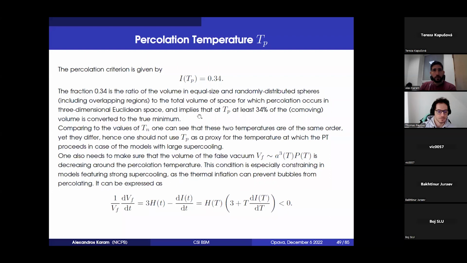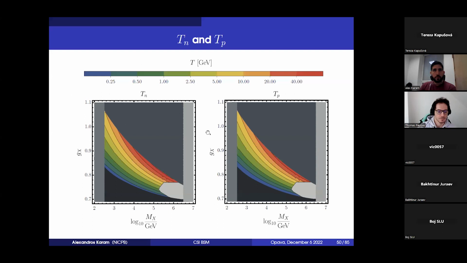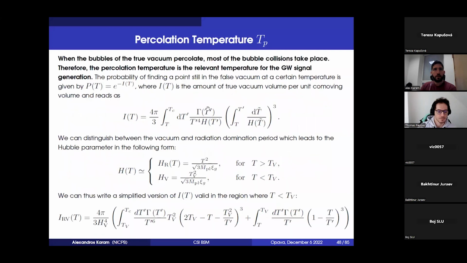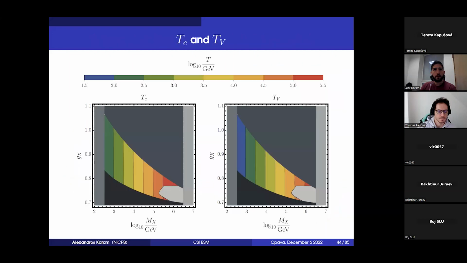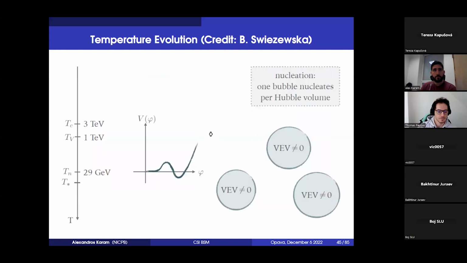Actually, the percolation and nucleation temperatures are of the same order, of similar order. But if you compare these temperatures with the critical and the inflation temperatures, these are actually 3 orders of magnitude less. So these are of the GeV order, and these were of the TeV order, which means that we have strong supercooling.